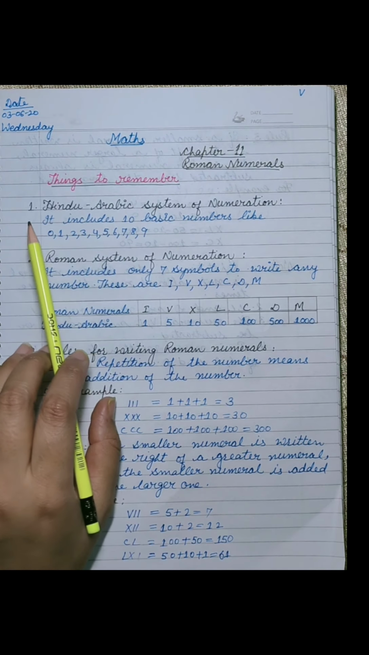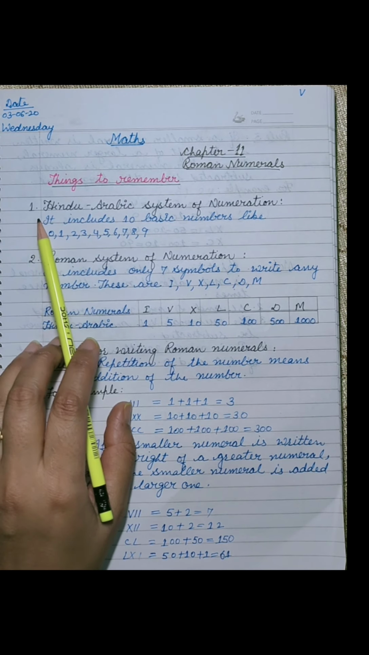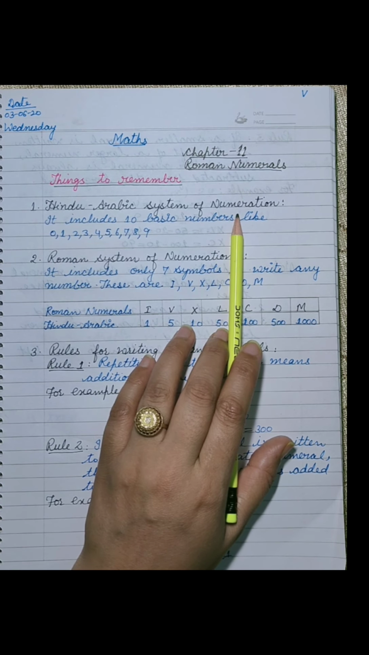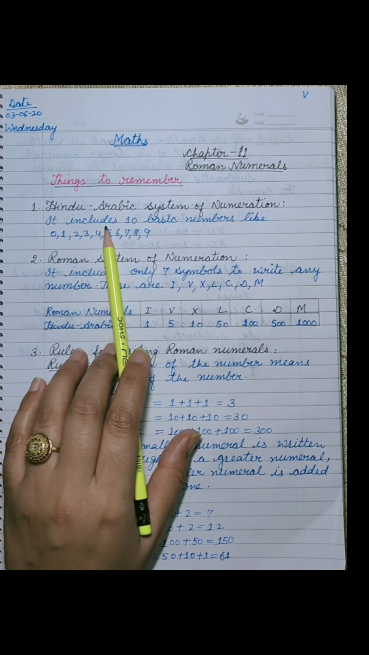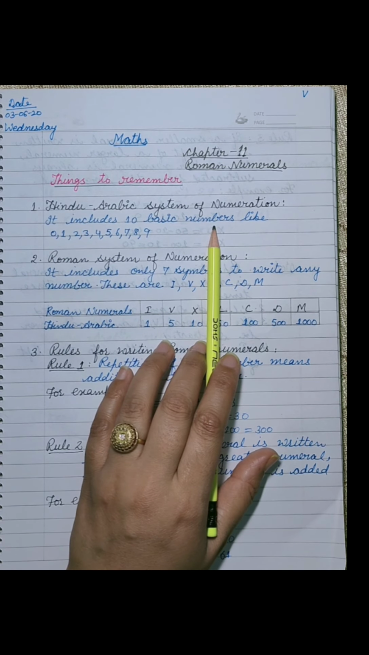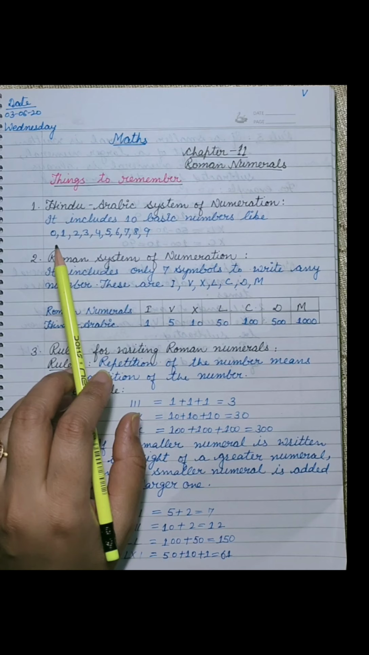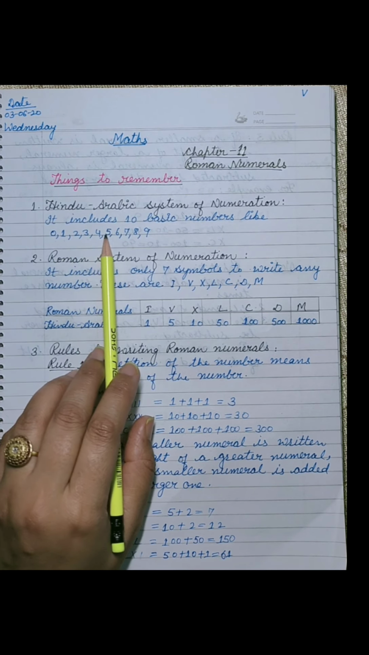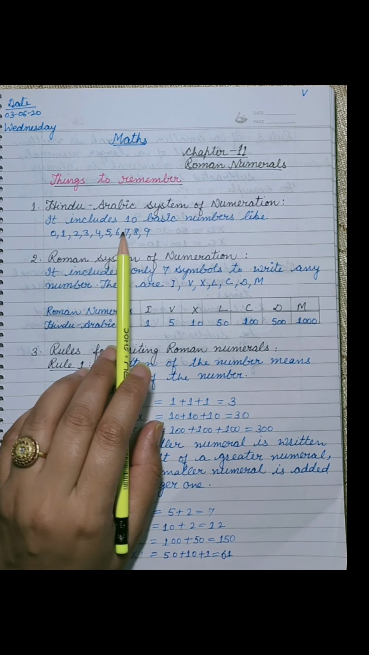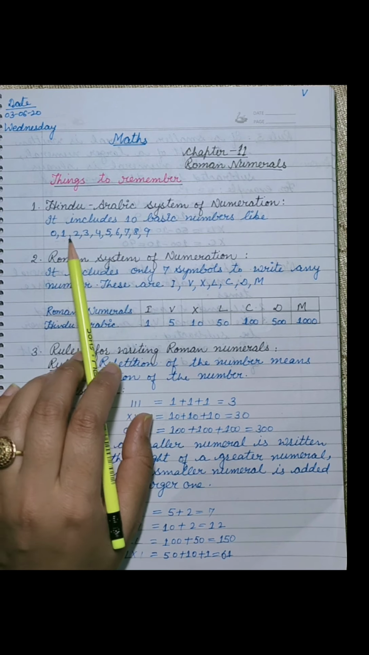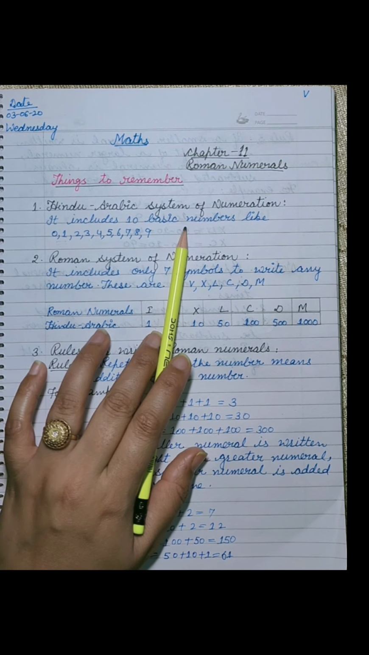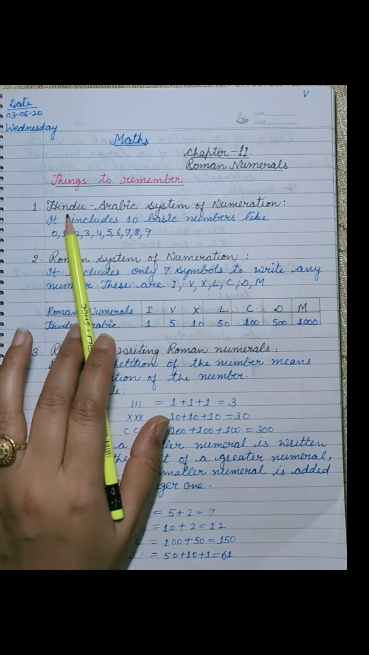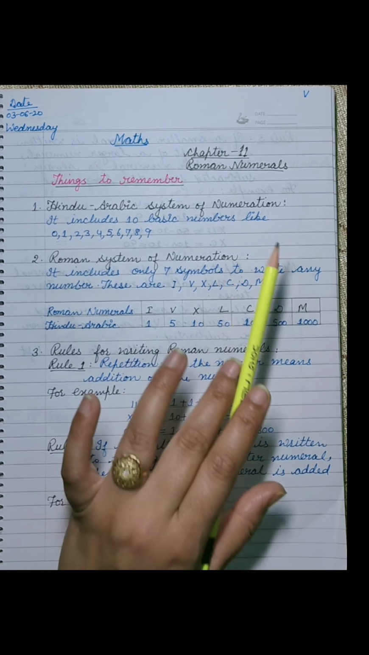Things to remember. These are important points. First is Hindu-Arabic system of numeration. It includes 10 basic numbers. Which numbers? 0, 1, 2, 3, 4, 5, 6, 7, 8 and 9. There are 10 basic numbers under Hindu-Arabic system of numeration.